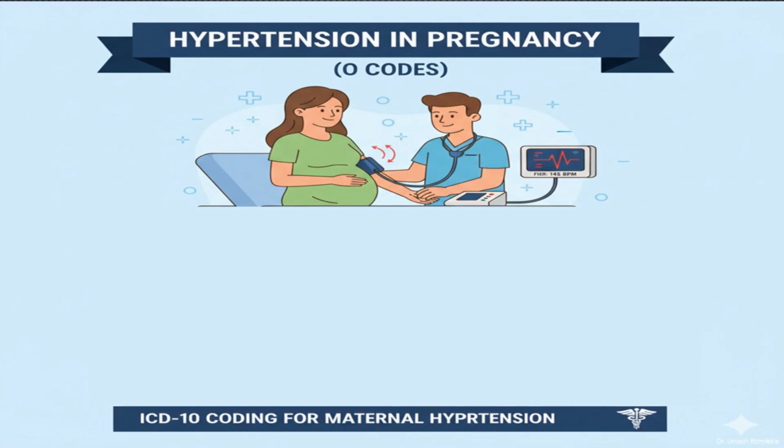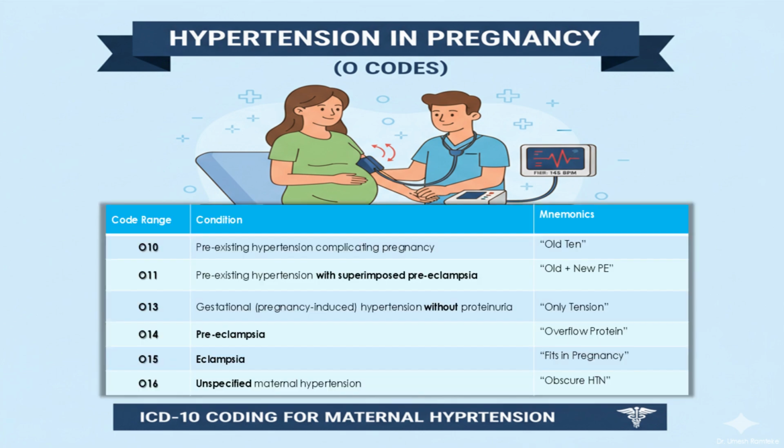Coding for hypertension during pregnancy requires using the specific O code series in ICD-10. These codes capture maternal conditions and are essential for tracking pregnancy complications. We start with O10, pre-existing hypertension complicating pregnancy. Use this when the patient had high blood pressure before pregnancy. Remember the mnemonic OL10. Next, O11 is for pre-existing hypertension with superimposed preeclampsia. This represents a worsening of chronic hypertension. The mnemonic is old plus new PE.